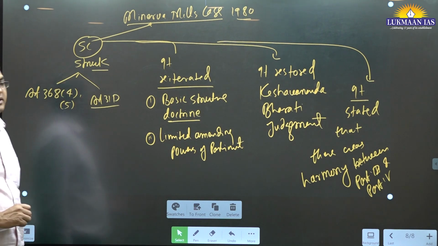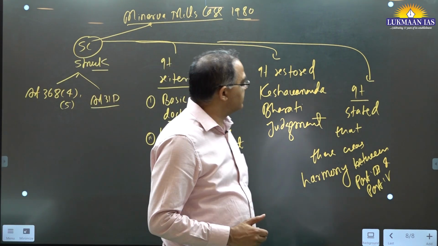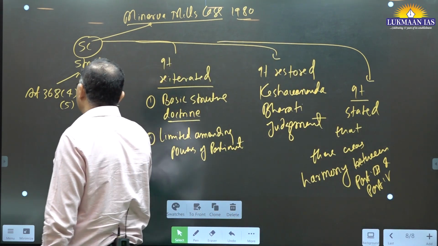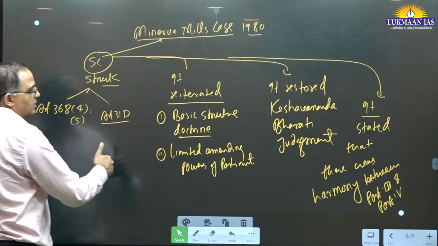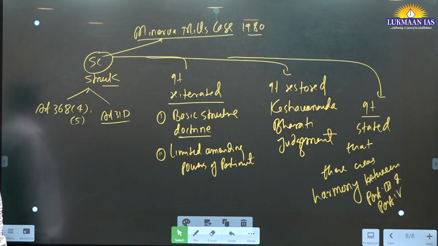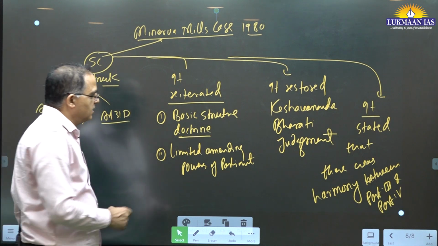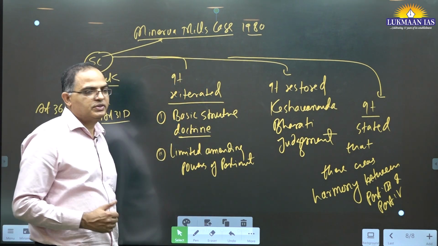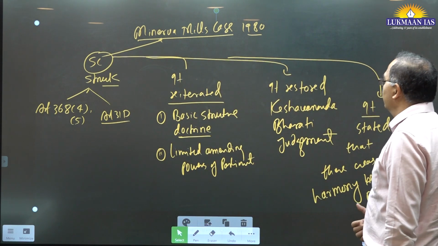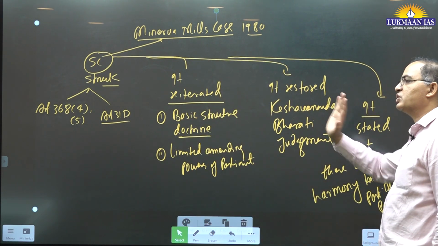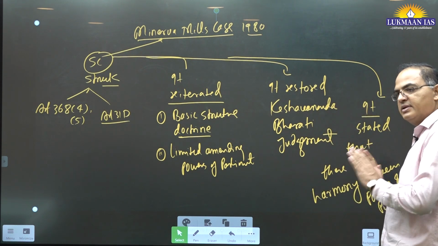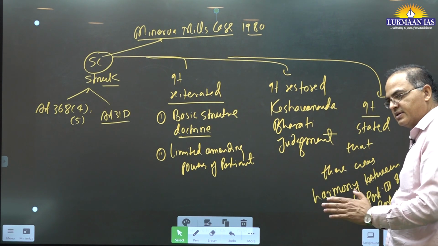So Kesavananda Bharati case, this is how it happened. Sorry, we say Minerva Mills case. In Minerva Mills case, it stopped those things. And then it reiterated that there is basic structure doctrine, means it accepted the basic structure doctrine. It says Parliament had limited power, which we have already told yesterday. And Kesavananda Bharati judgment restored, basically you can say that. Whatever Kesavananda stand was, it restored that. It exists.